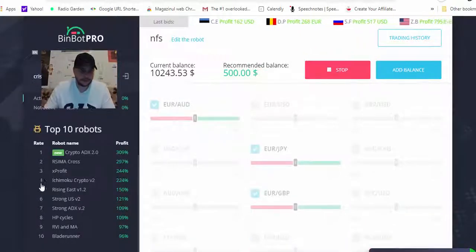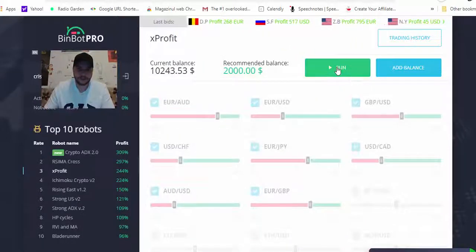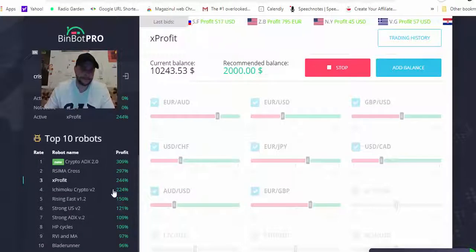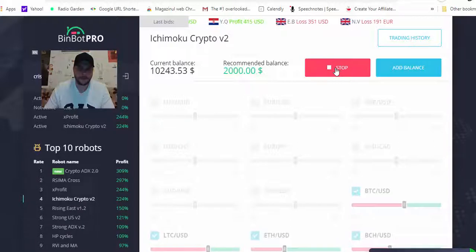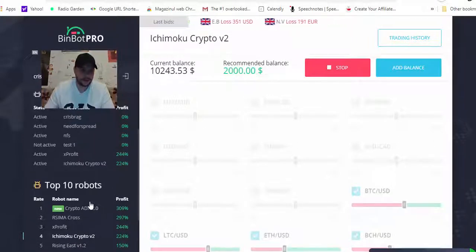I will also activate X Profit. So let's click on run, and Ichimoku Crypto. So I have 1, 2, 3, 4, 5 robots activated. So let's wait and see.